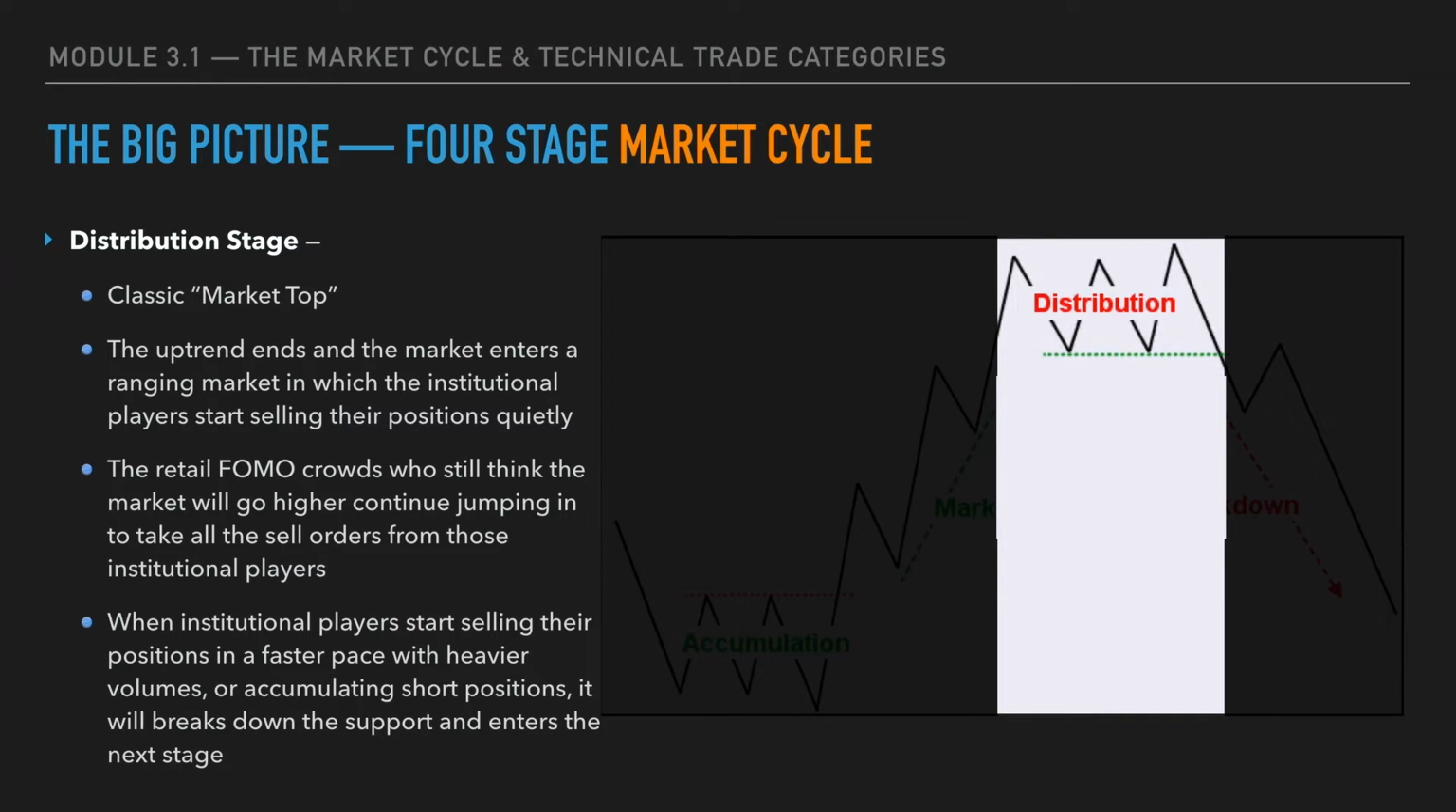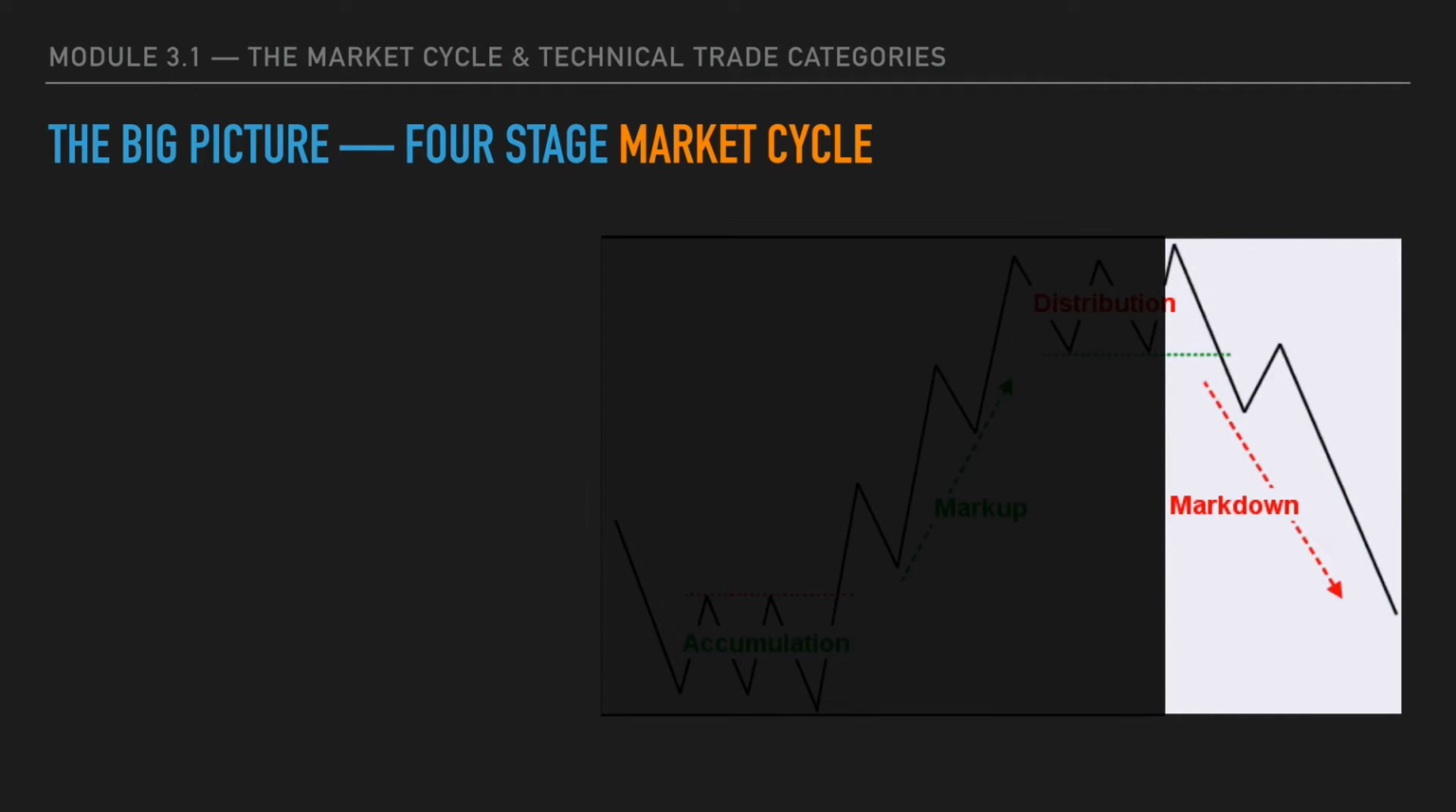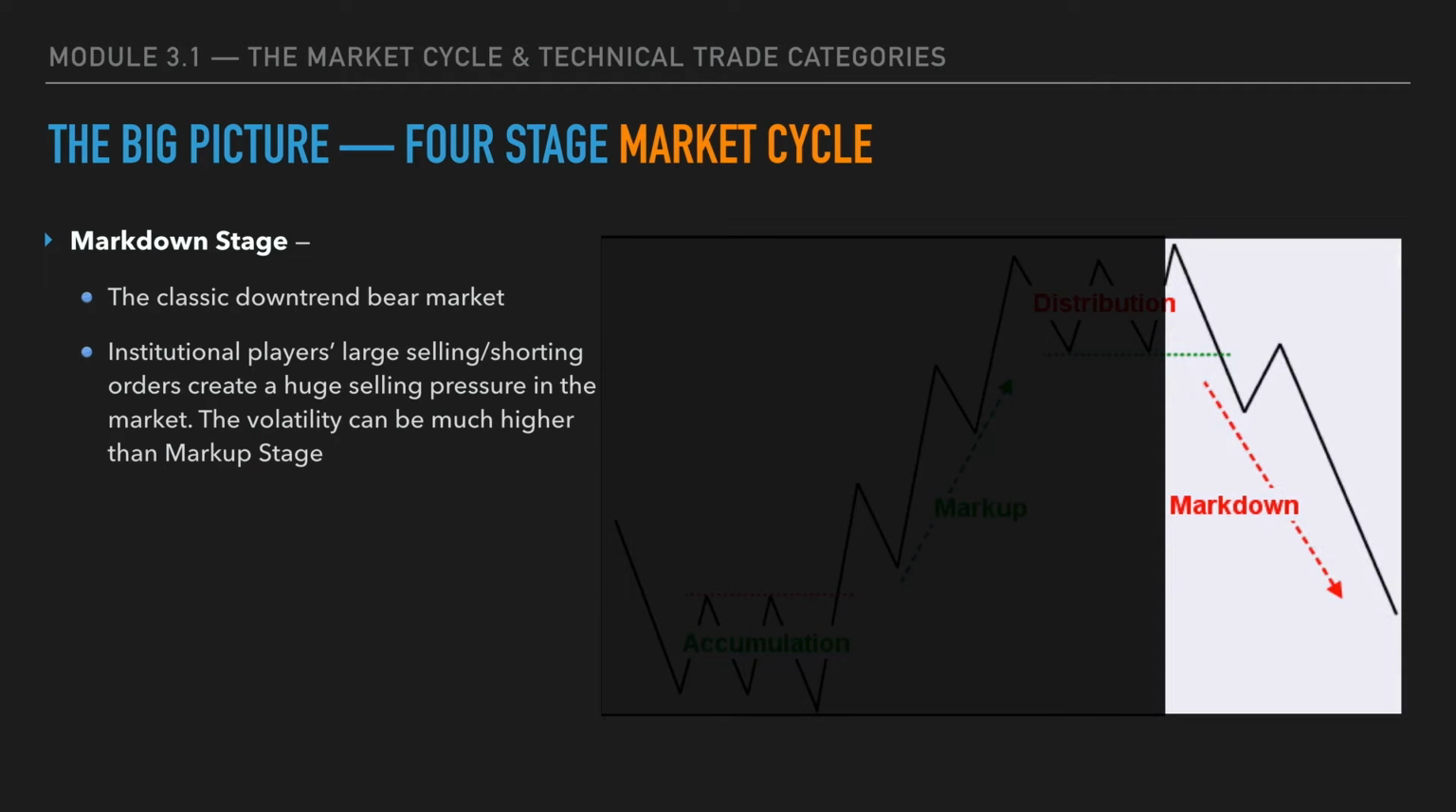When institutional players start selling their positions at a faster pace with heavier volumes, or even accumulating short positions, it will eventually break down the support level of the distribution stage and enter the next stage, which is the markdown stage. The markdown stage is also known as the classic downtrending bear market. Institutional players' large aggressive selling and shorting orders create a huge selling pressure in the market.